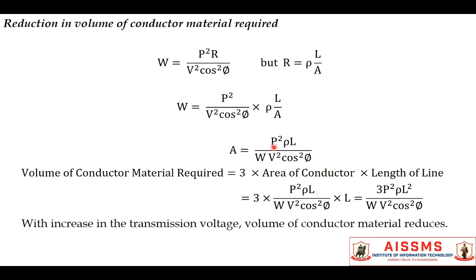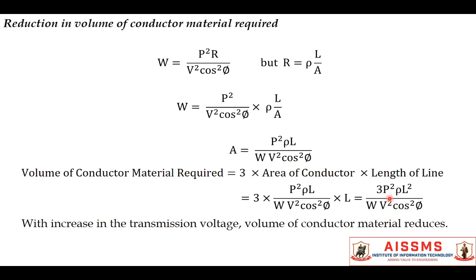This will be the area of the conductor, P square rho L divided by W V square cos square phi, which we have derived here. I have used this equation here, into L. Let us say capital L is the total length of the line conductor. So this becomes 3 P square rho L square divided by W V square cos square phi.